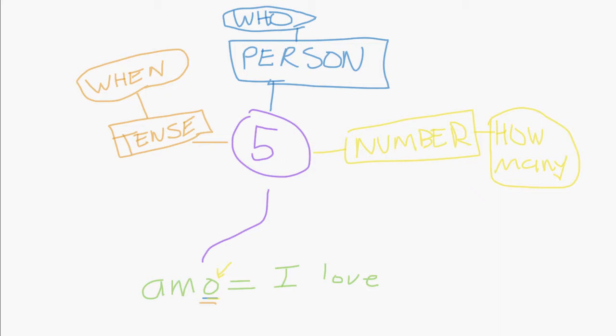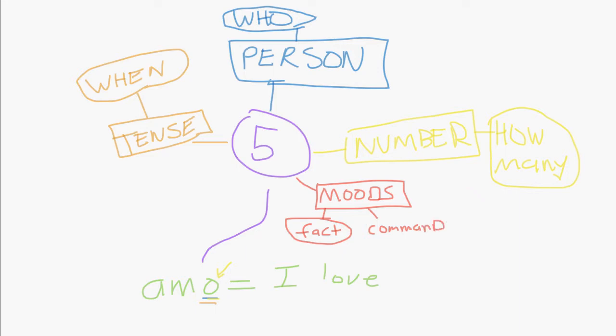Fourth, verbs possess moods. The first mood is called the indicative. When it is in the indicative mood, it plainly communicates the fact that the verb occurred. Second, the imperative mood causes verbs to command an action to be taken.